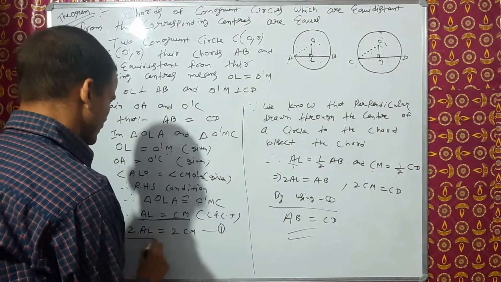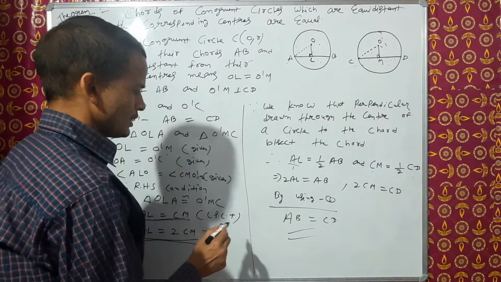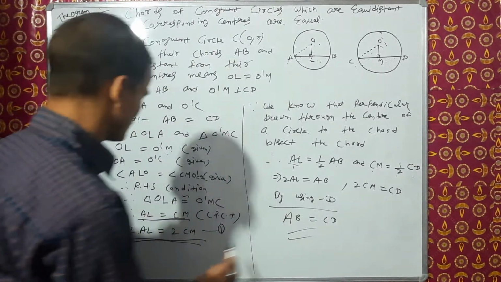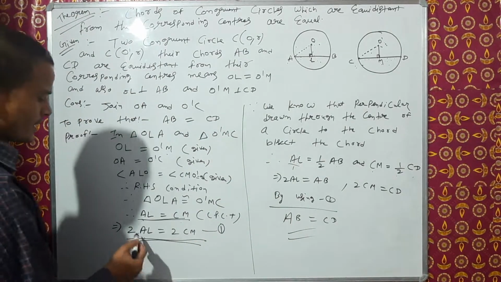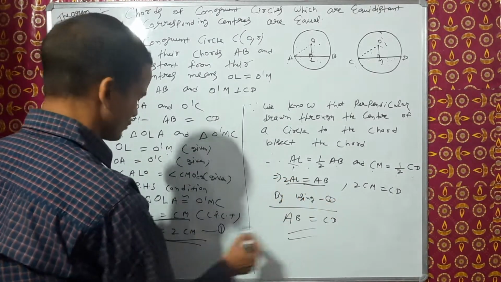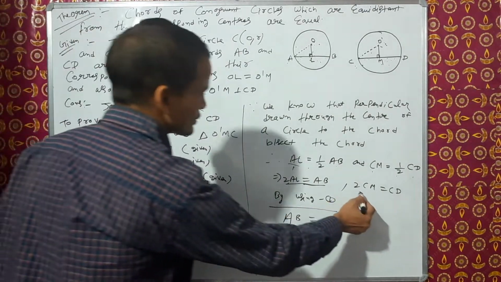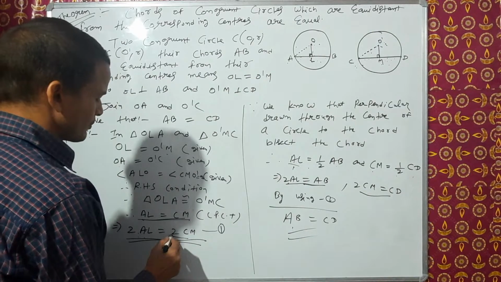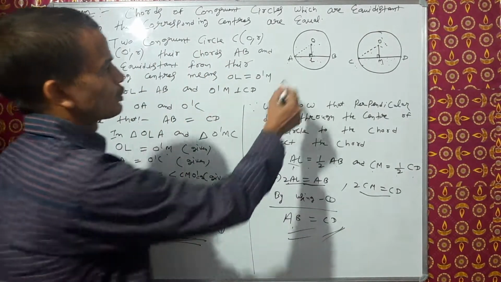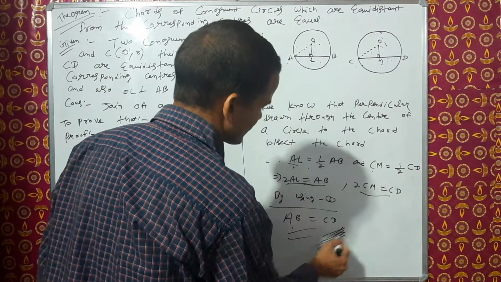In equation 1 we proved that 2AL is equal to 2CM. So by using equation 1, we write 2AL is equal to AB and 2CM is equal to CD. So in place of 2CM we write CD. So both of the chords are equal. This is the required statement.